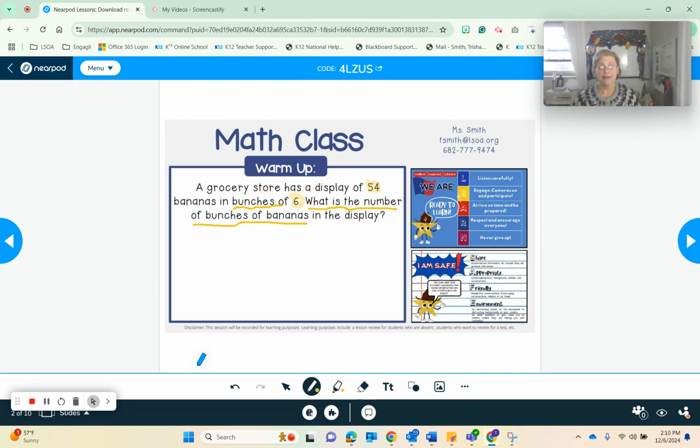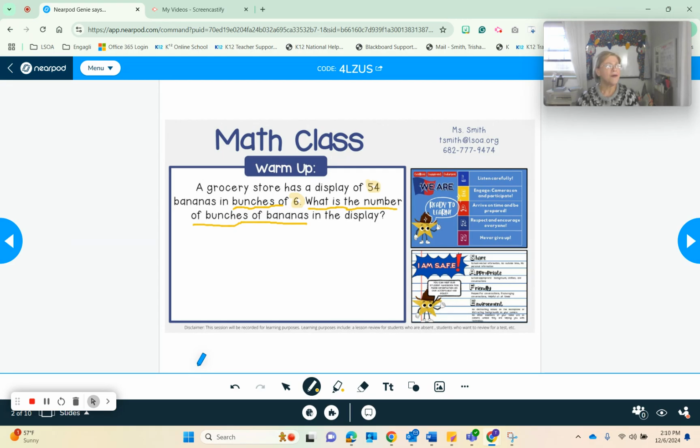So the grocery store has a display of 54 bananas in bunches of 6. What is the number of bunches, or how many bunches of bananas in the display? There are a few things that we already know. We know the total amount of bananas altogether. We know that the bananas are in bunches of 6. And we know ultimately what we're looking for: the number of bunches of bananas in the display.